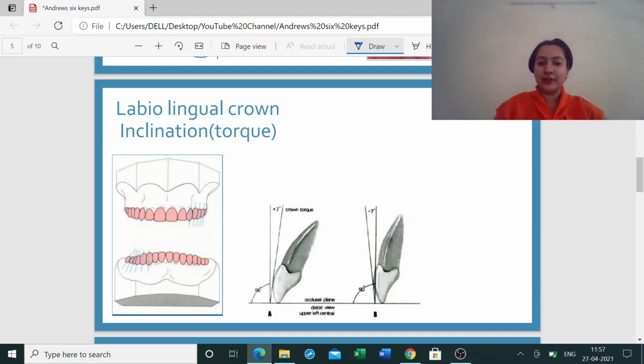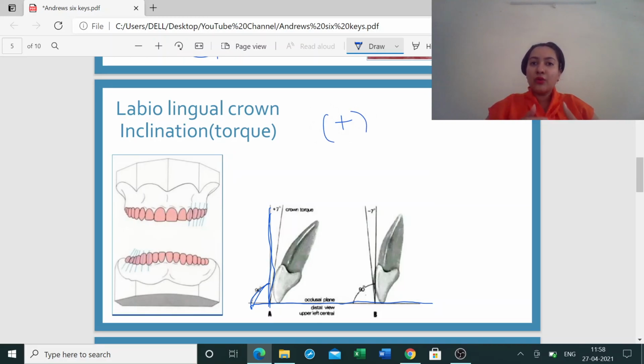Again, now what is done here? This line is representing the occlusal plane, and this is a perpendicular dropped onto the occlusal plane. See, 90 degrees. Now what do you see when the crown is closer to this line as compared to the root or the gingival portion? That represents a positive crown inclination, right?